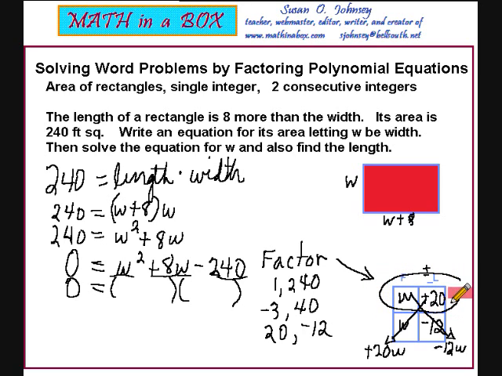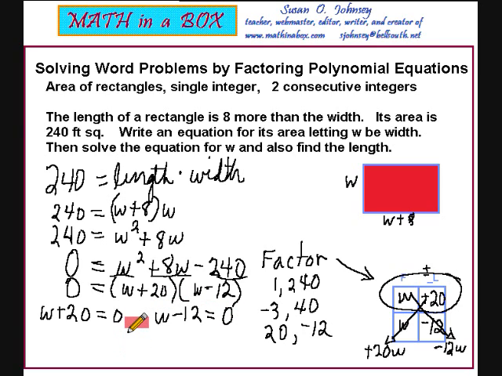Here are the binomials. W plus 20 and W minus 12. Now by the zero principle of factors, we know that the W plus 20 could equal 0, or the W minus 12 could equal 0. This gives us two baby algebra problems to solve. This one says that W equals negative 20. This one says W equals 12.